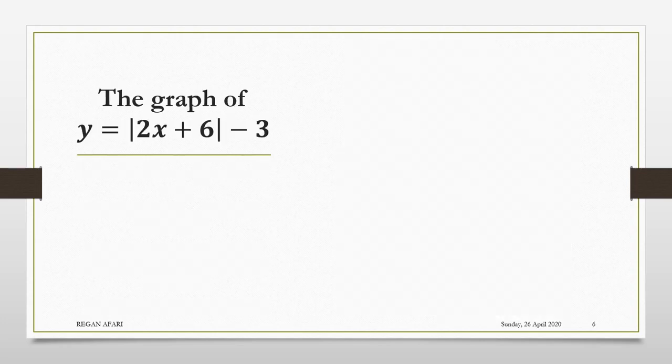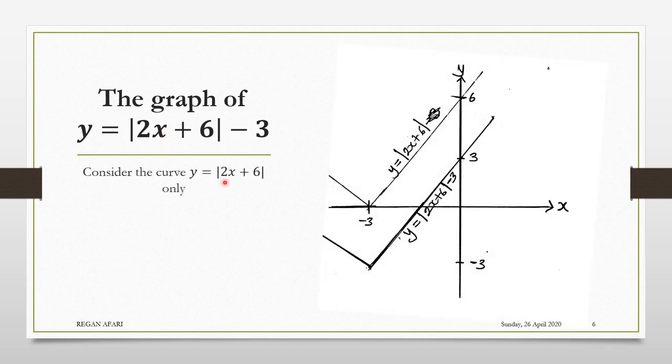All right, let's consider an example. So we have this. What are we going to do? First, we will consider only the absolute part of the curve. Then we will look for the y-intercept, that is when x is equal to 0. When we put 0 here, you get the absolute value of 6, which is 6. So y is equal to 6. That's your y-intercept.